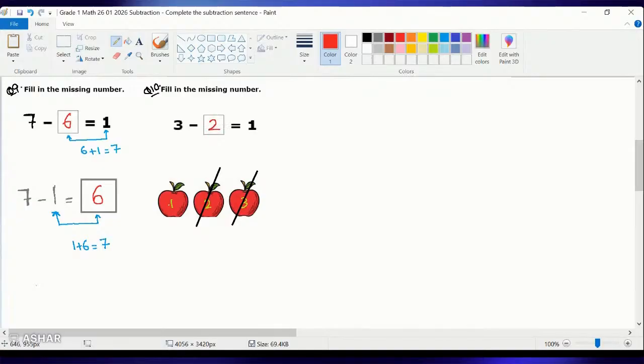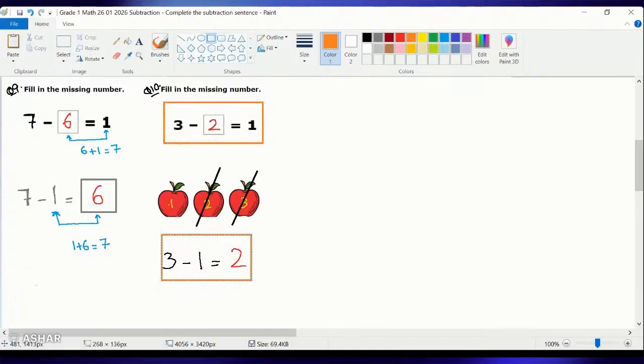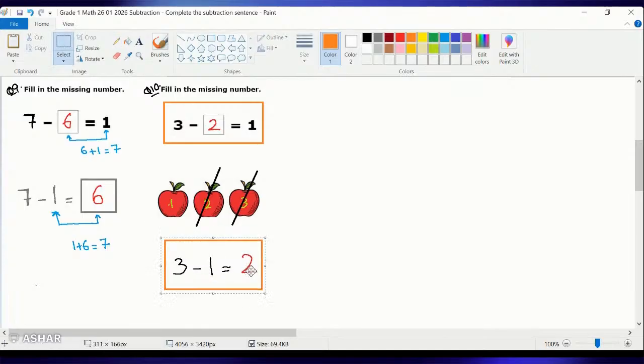Thank you, Adiba. That means the subtraction statement can also be written as 3 minus 1 would be equal to 2. So both of these statements are true. Okay. So from 3, if you minus 2, you get 1 as the answer. Or from 3, if you minus 1, you get 2 as your answer, right? Thank you.